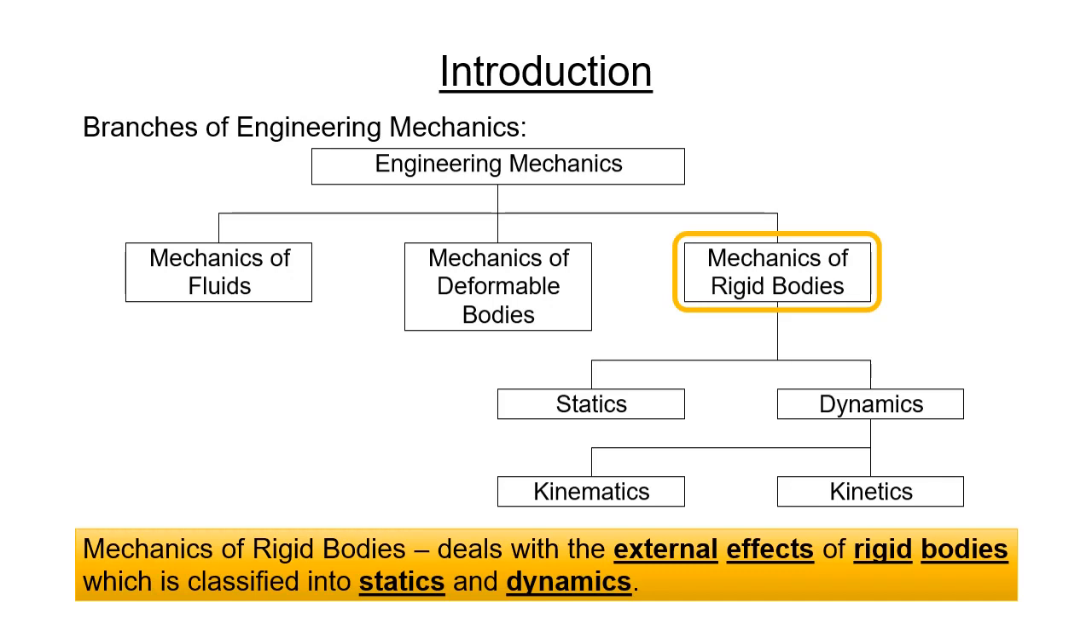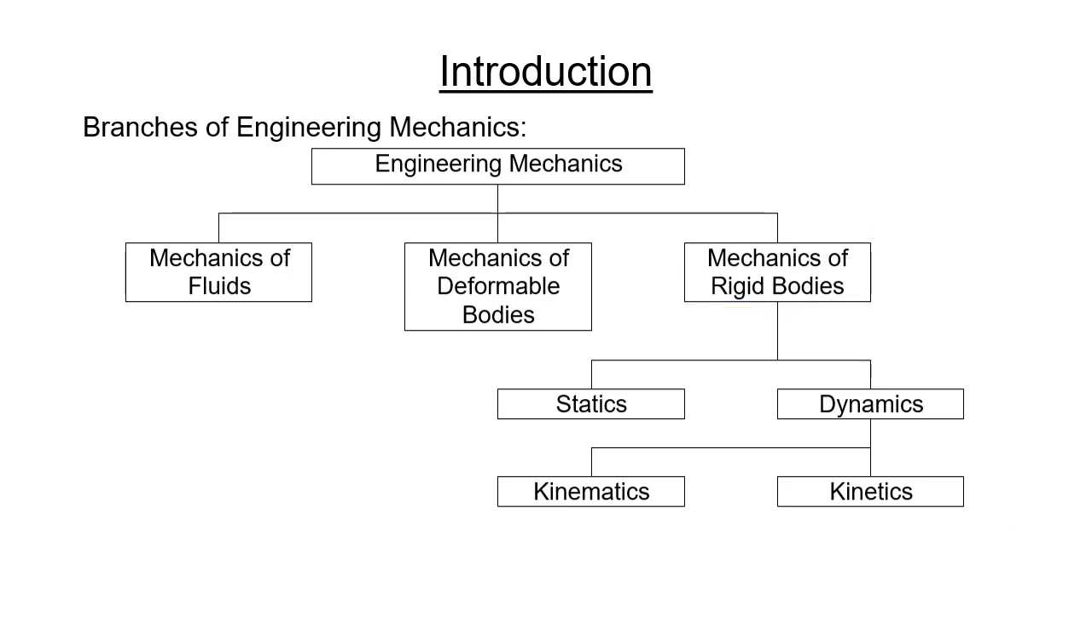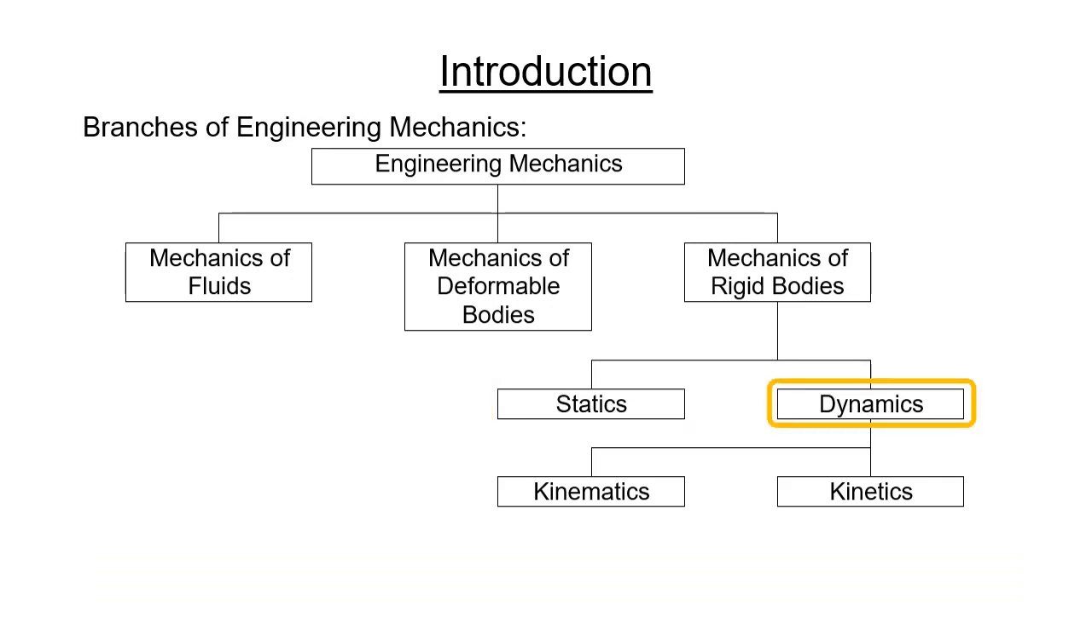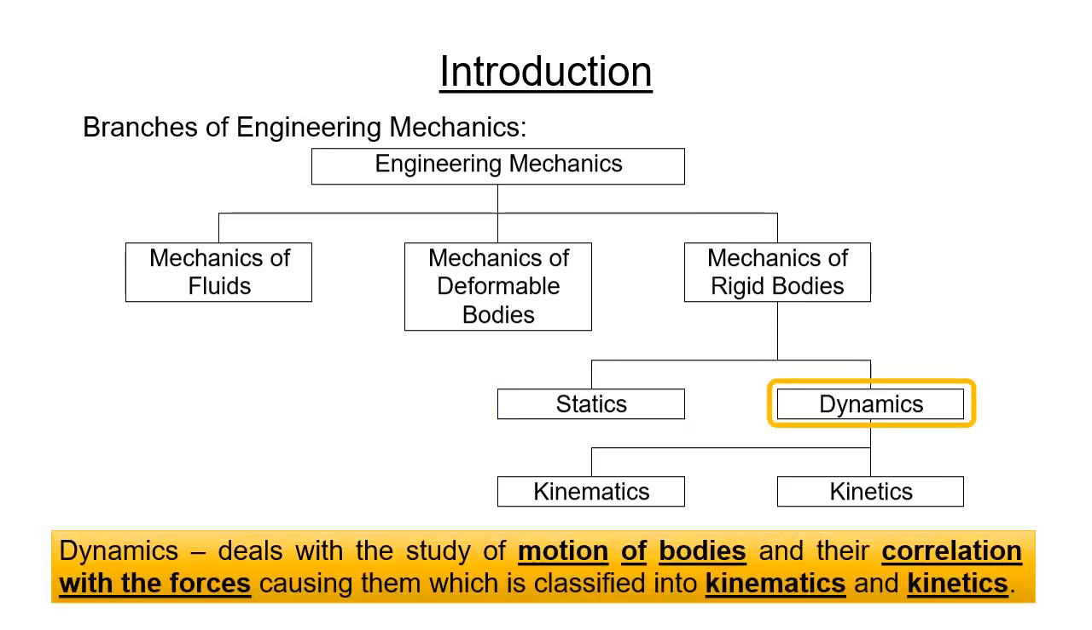The distance between any two given points on a rigid body remains constant in time regardless of external forces exerted on it. Under mechanics of rigid bodies is statics and dynamics. For statics, it deals with the distribution and effect of forces on bodies which are at rest and remain at rest. Dynamics, on the other hand, deals with the study of motion of bodies and their correlation with the forces causing them, which is classified into kinematics and kinetics.